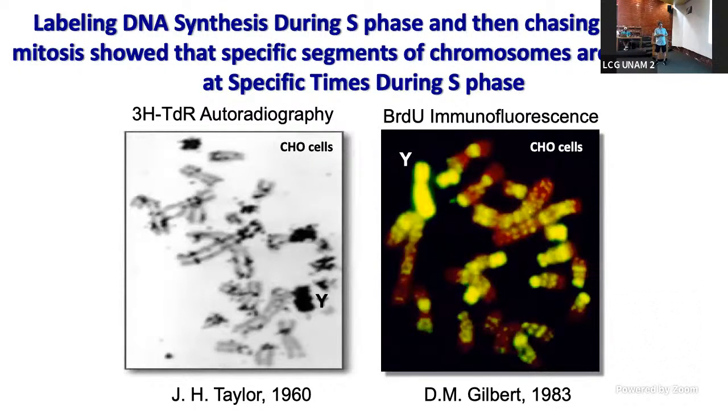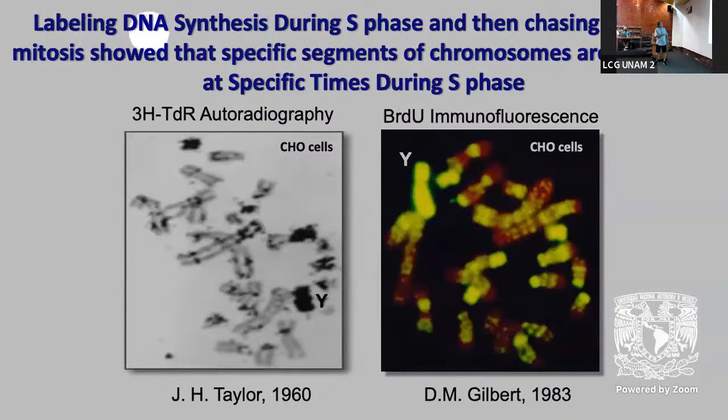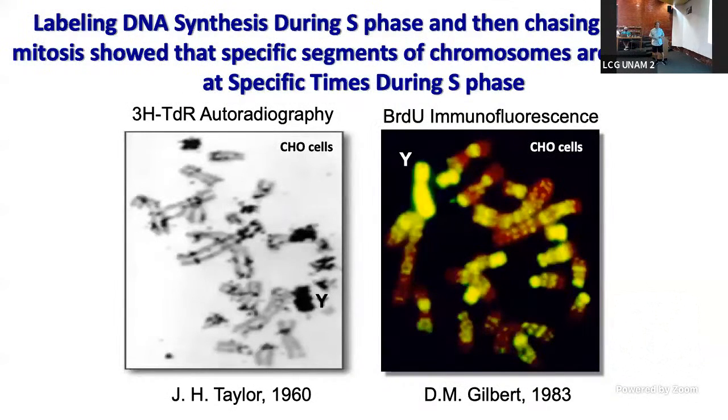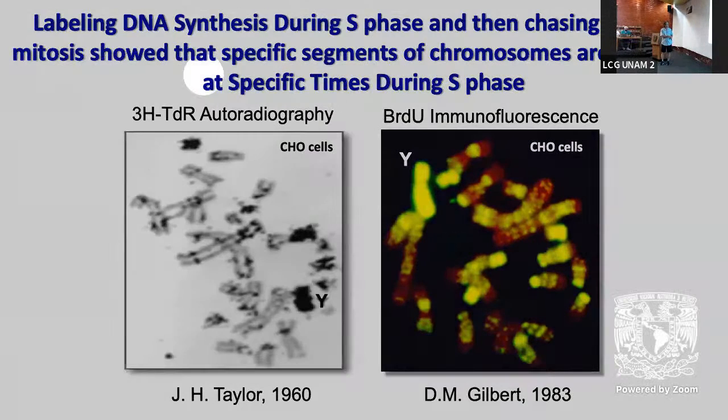And so what he's done here in this experiment is to briefly label cells with tritiated thymidine, which then goes into DNA in the place of thymidine, and then chase the cells for different lengths of time into mitosis. So cells that were chased longer into mitosis were in early S phase at the time of the label. Cells that were chased for shorter periods of time were in late S phase at the time of the label. So what you see here is a late S phase pattern.